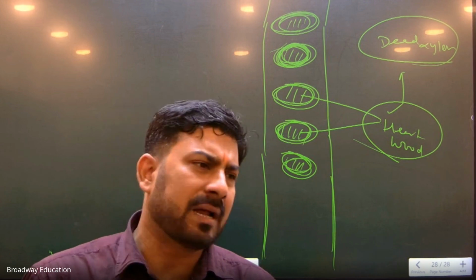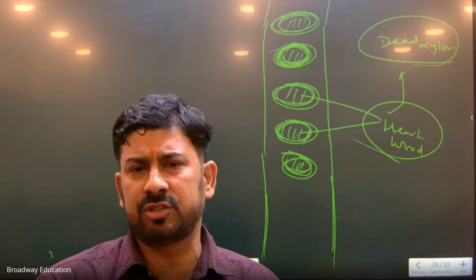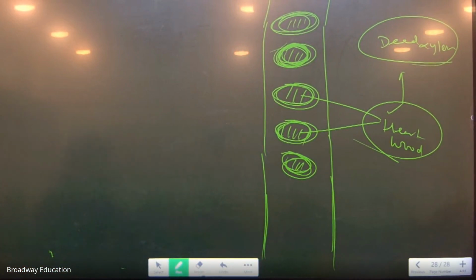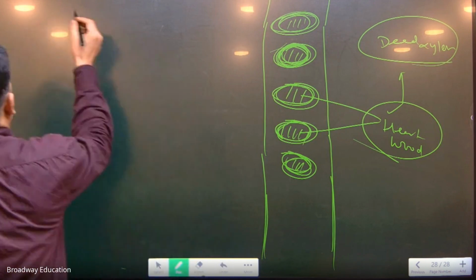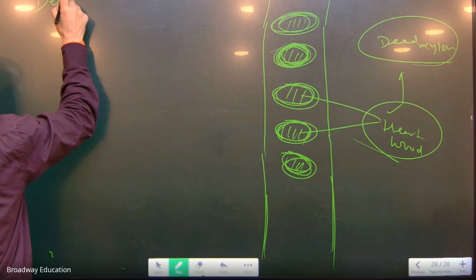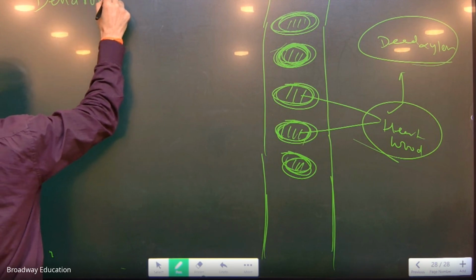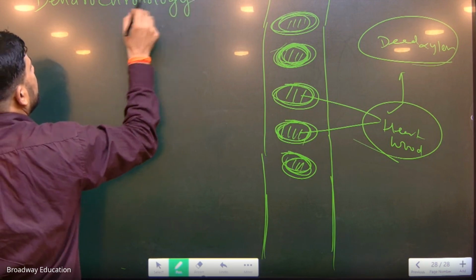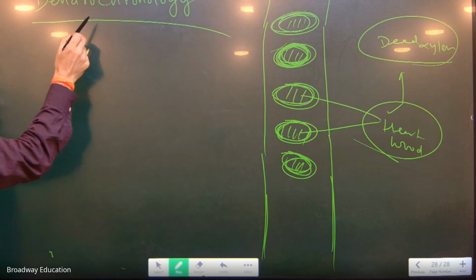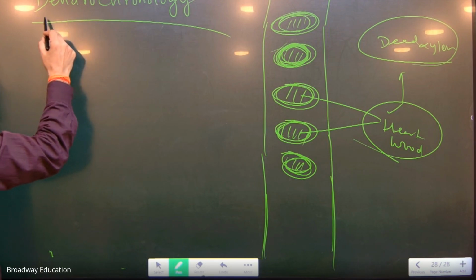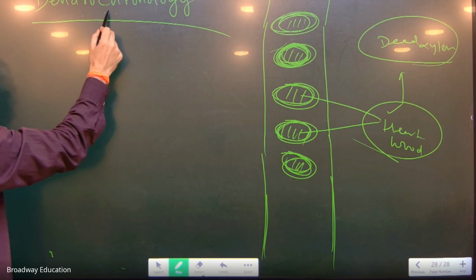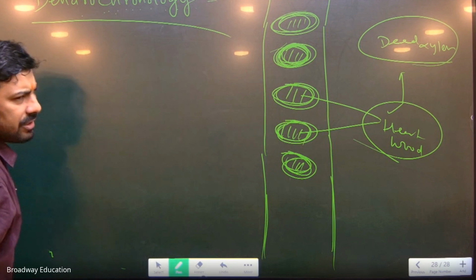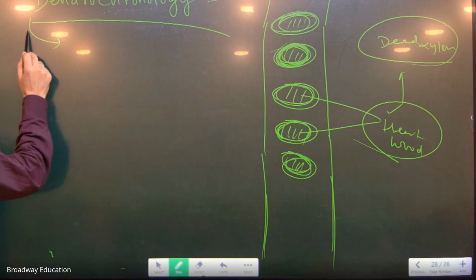Clear? So this branch is known as dendrochronology. Is this part clear? You can put it there in your notebook also. After this, please write dendrochronology. Let me spell this. D-E-N-D-R-O. Write it down. Dendro, D-E-N-D-R-O. Chrono, C-H-R-O-N-O-L-O-G-Y. Dendrochronology. You can write it here.